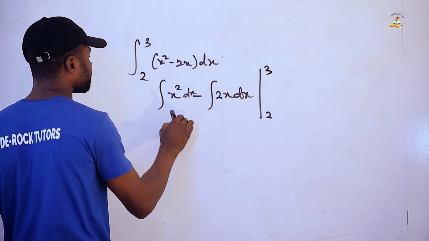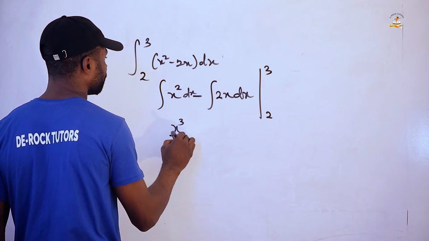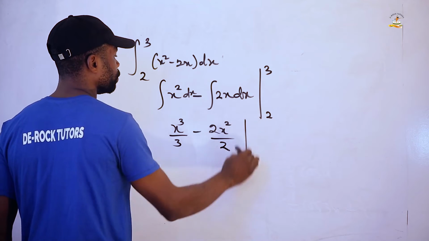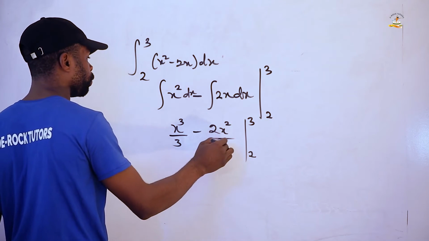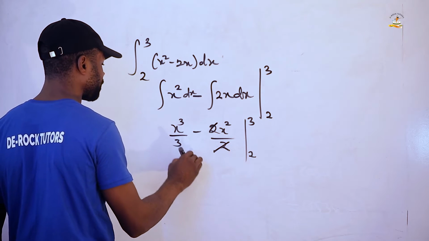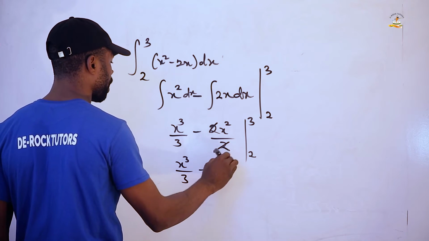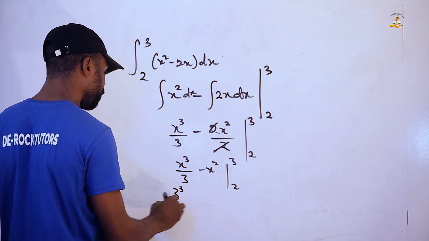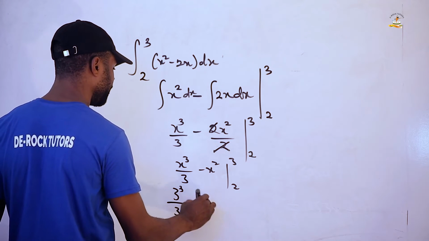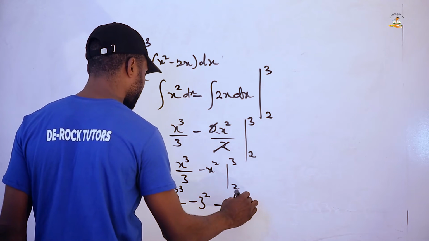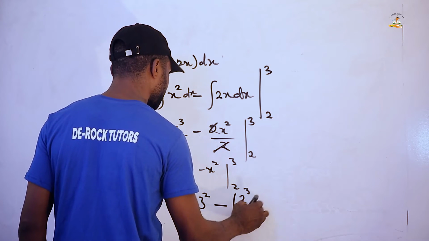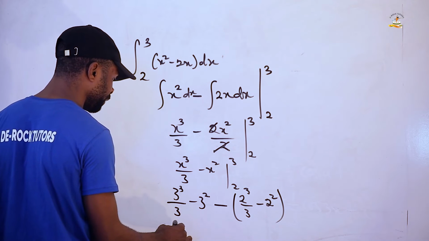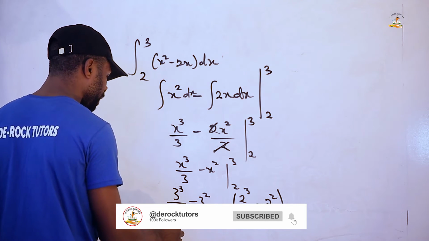So this one is going to be x cubed over 3 minus 2x squared over 2, from 2 to 3. This simplifies to x cubed over 3 minus x squared between 2 and 3. I will substitute. This is 3 cubed over 3 minus 3 squared, minus, open bracket, 2 cubed over 3 minus 2 squared. This one will give me 27 over 3, which is 9. And this is also 9.